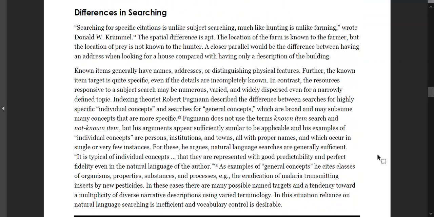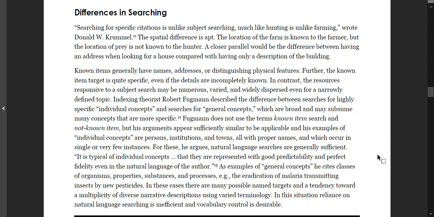All right, differences in searching. Searching for specific citations is unlike subject searching, much like hunting is unlike farming, wrote Donald W. Krummel. The spatial difference is apt. The location of the farm is known to the farmer, but the location of the prey is not known to the hunter. A closer parallel would be the difference between having an address and looking for a house as compared with only having a description of the building.